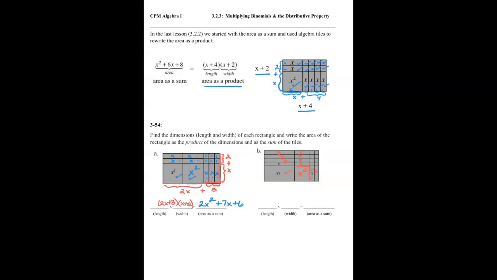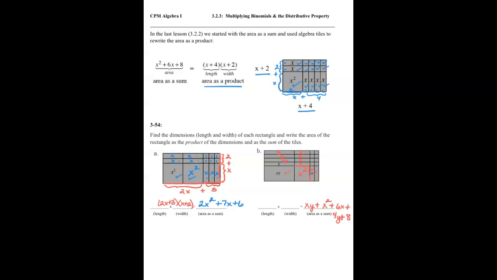So I'm going to start with area as a sum, okay? We've got xy plus an x squared tile plus 1, 2, 3, 4, 5, 6 x tiles plus 1, 2, 3, 4 y tiles plus 8 unit tiles. Okay, that's my area as a sum.